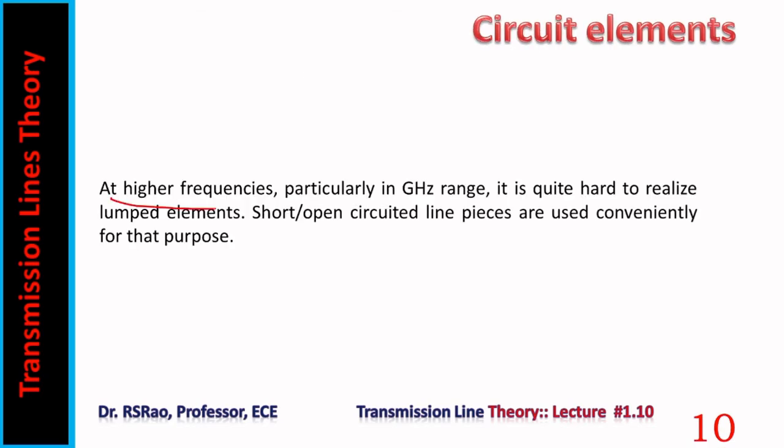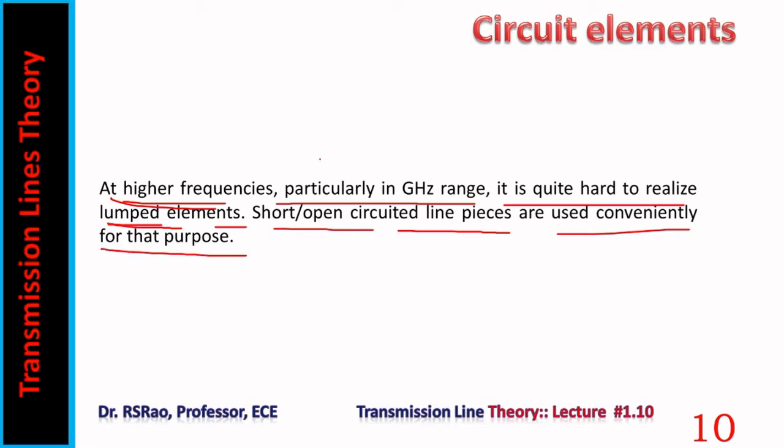A brief regarding secondary applications. At higher frequencies, particularly in the gigahertz range, it is quite hard to realize lumped elements. Short or open circuited line pieces are usually used conveniently for that purpose. A resistor, inductor, capacitor, which you can find in the laboratory, work only up to a certain frequency. Beyond that frequency, they don't work. So, if you want a capacitor, what to do? If you want an inductor, what to do?